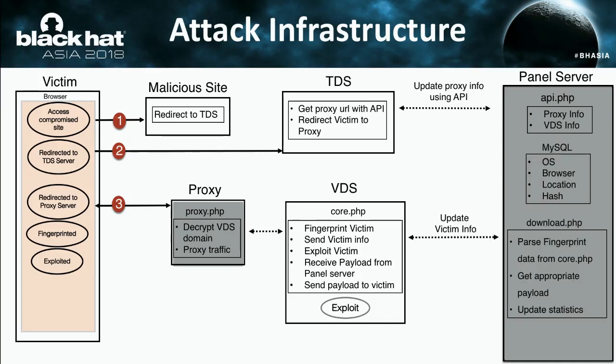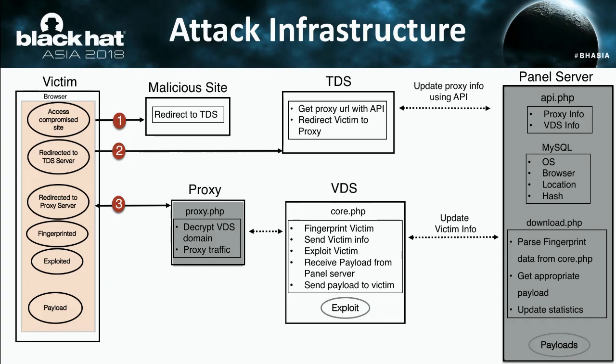And then it updates this information, the victim's information, to the panel server. Specifically, it's connecting to the download.php file here, and it passes the fingerprinted information. What download.php is doing is trying to get the appropriate payload or malware for the victim. And finally, the malware, also called the payload, is downloaded to the victim, and the victim is infected with malware.